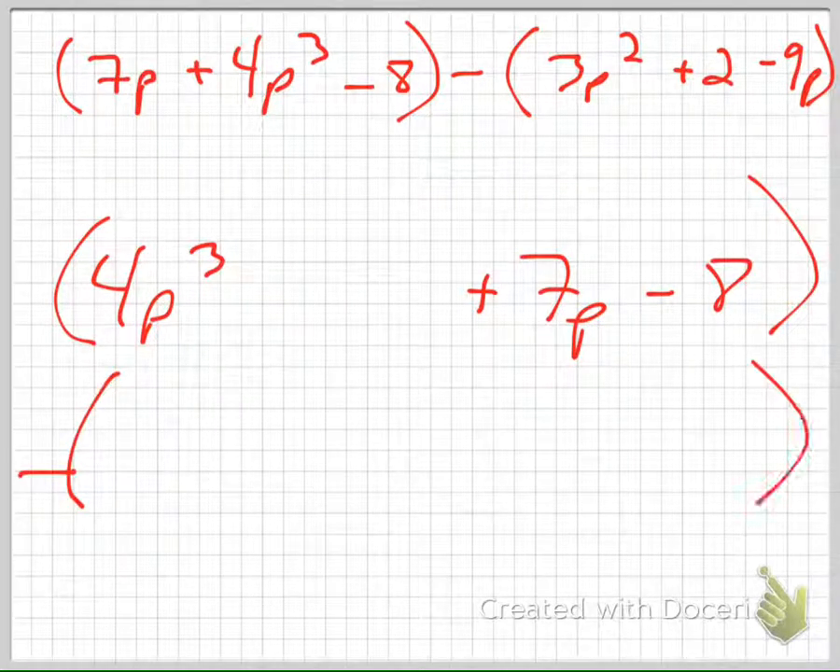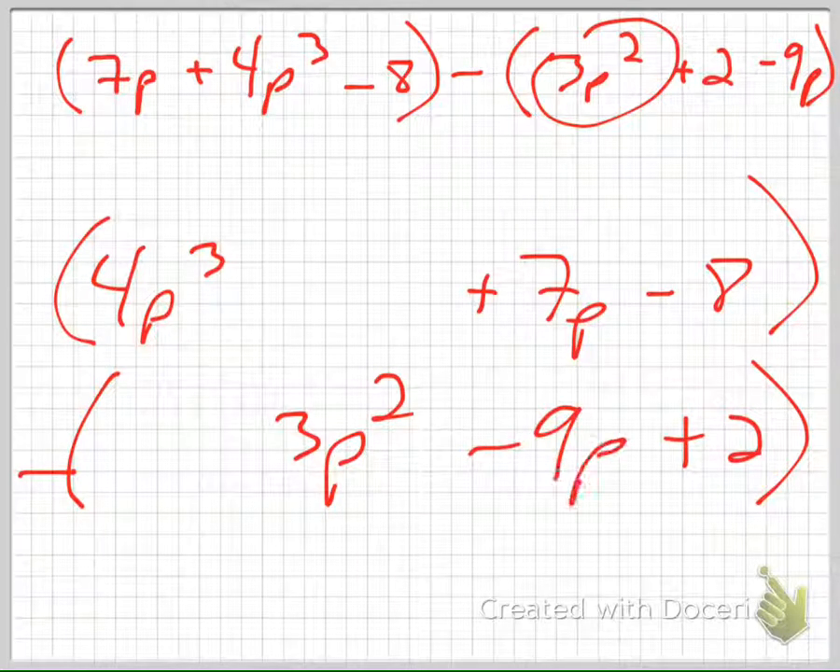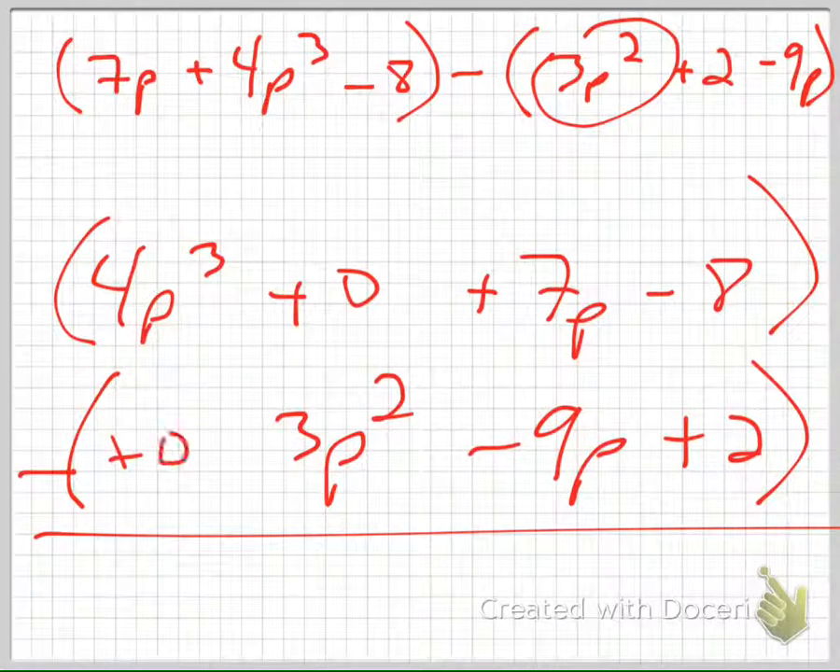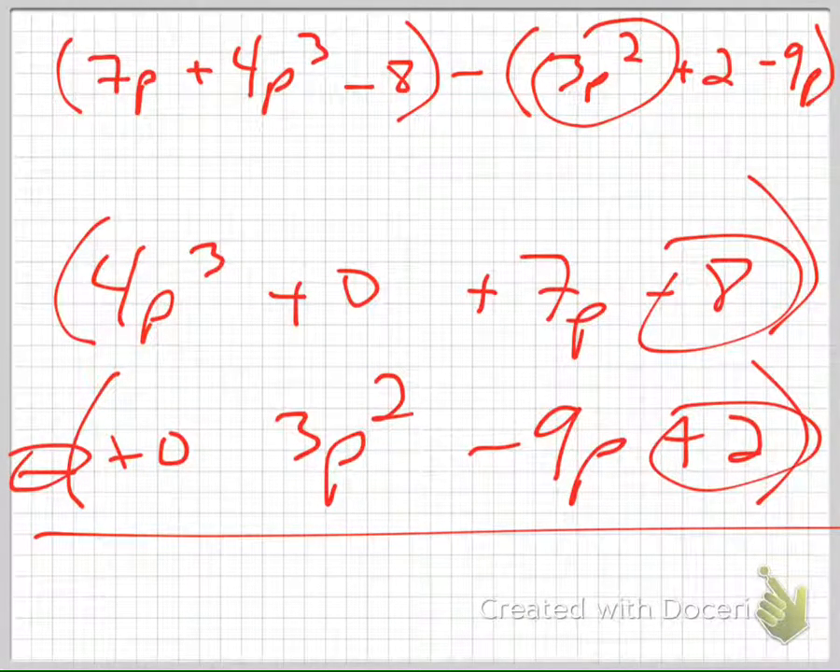Minus. Now I have 3p squared, plus 2, and I have a minus 9p. I've got lots of holes. Okay. What goes in the holes? Zeros, right? Plus 0, plus 0. Negative 8 minus a positive 2. In other words, negative 8 minus 2 is negative 10.